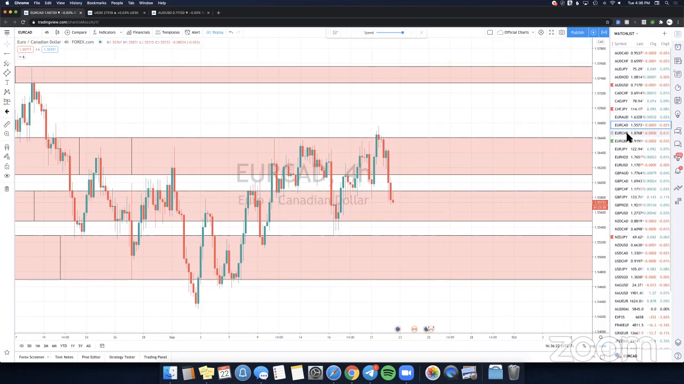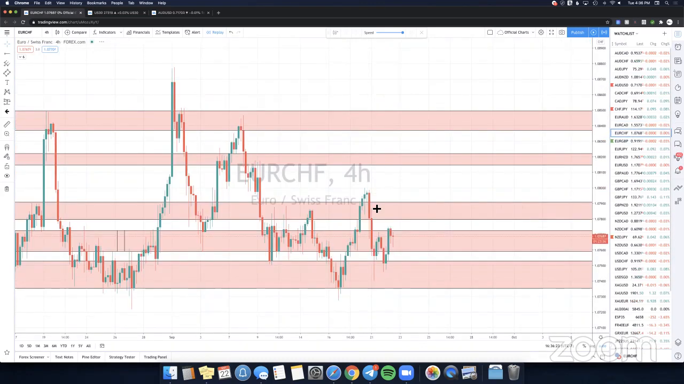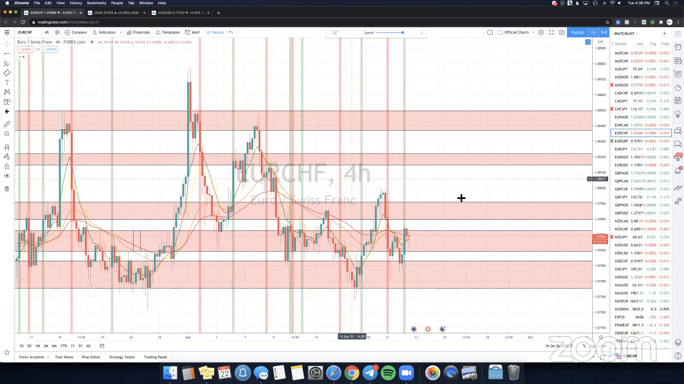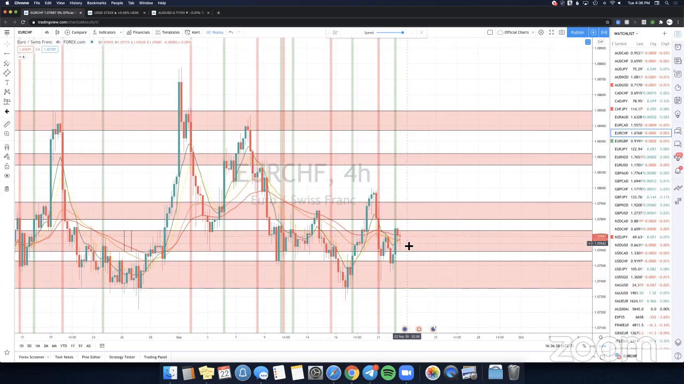But okay, so that's Euro CAD right there. Let's go over to Euro CHF. Price is trending down. Same situation right here. I would be waiting for a sell signal. Once we get a sell signal, then I could probably take a sell. Kind of similar to what happened right here.